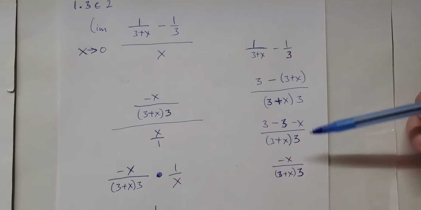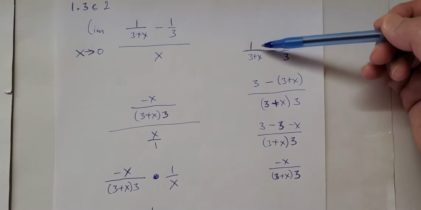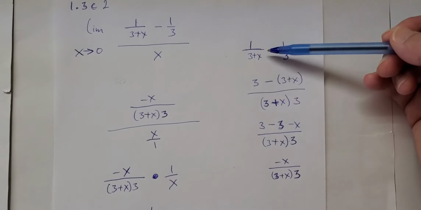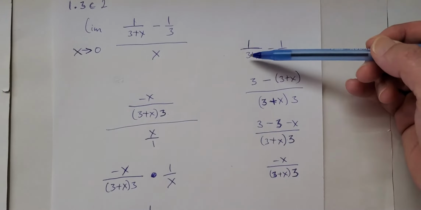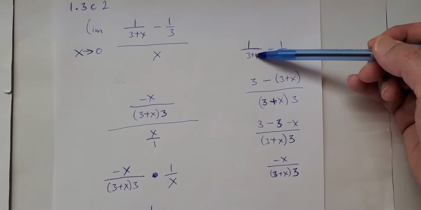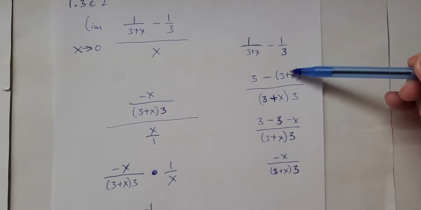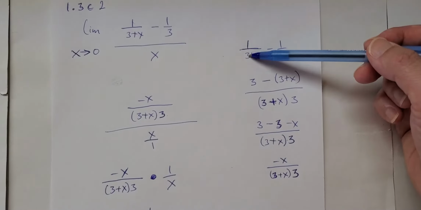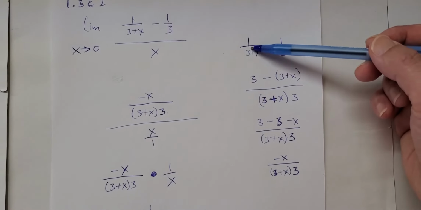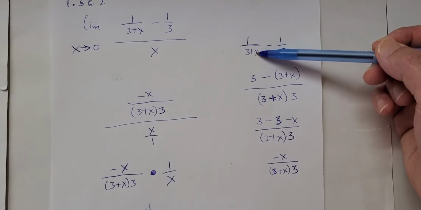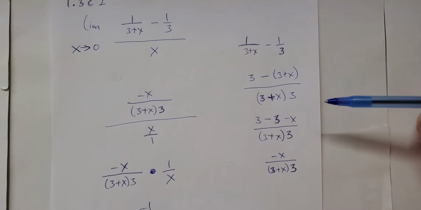So one more time. Cross multiply. 1 times 3 is 3. Don't forget the minus. 3 plus x times 1 is 3 plus x. Don't forget to put that in parentheses because they are together. 3 plus x is together. They're not separated. So be very careful.